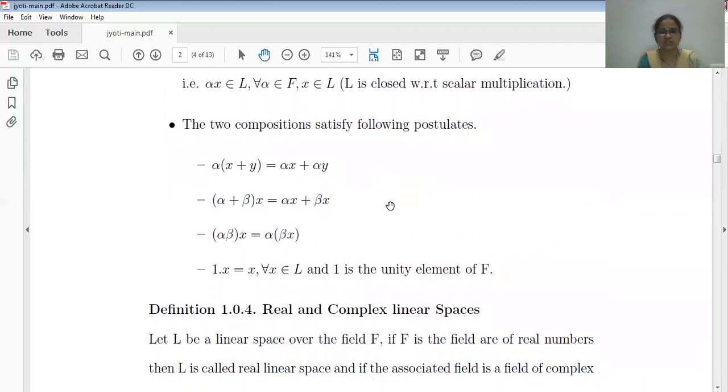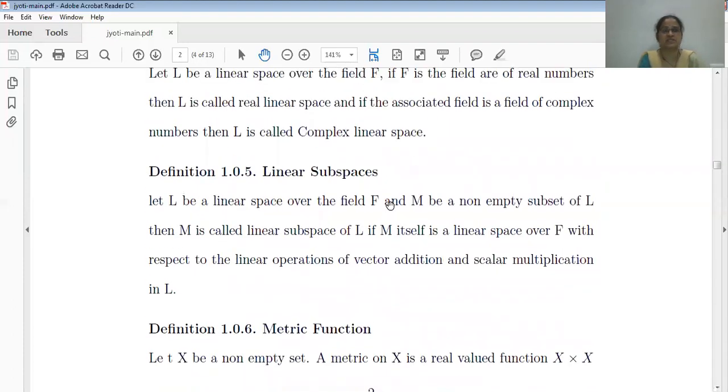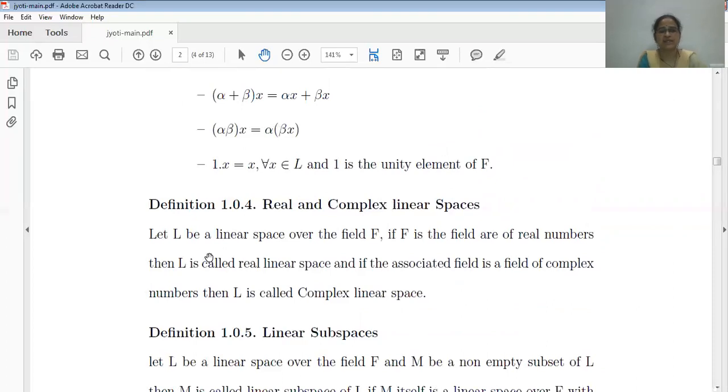We'll try to understand what is a real and complex linear space. L is a linear space over the field F. If F is the field of real numbers, then L is called a real linear space. And if the associated field is the complex field, then the vector space is called a complex linear space. Simple meaning is, again, if the underlying field is the field of real numbers, this is a real linear space. If the underlying field is complex numbers, then this is a complex linear space.